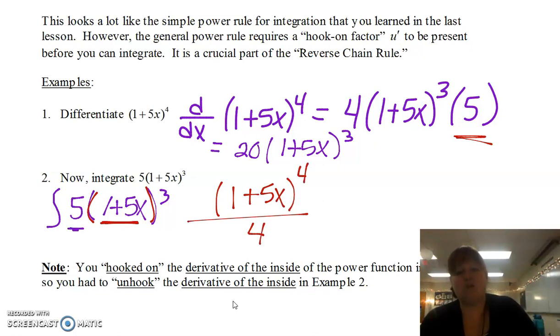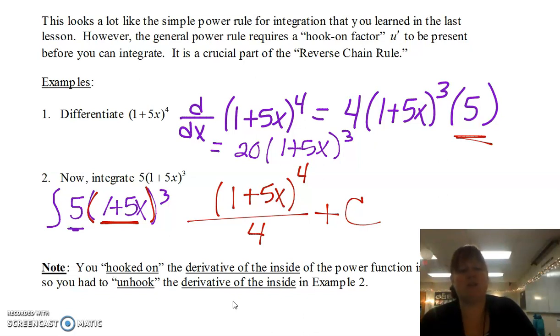Because then when we brought all of this down, when we derived this, we would end up right back where we wanted to be. And, oh, plus c. Oh my gosh, I can't believe I forgot the cookies. Okay. So we hooked on the derivative of the inside of the power function in example 1, and then we had to unhook it in example 2.